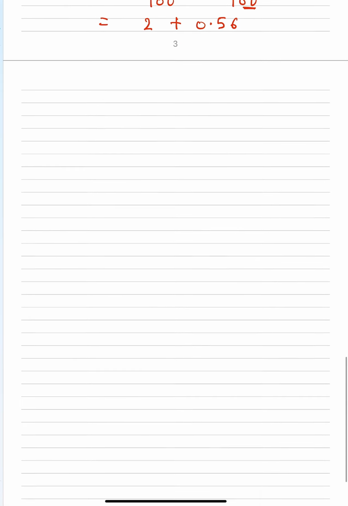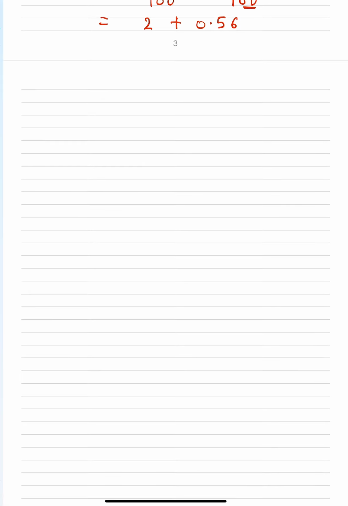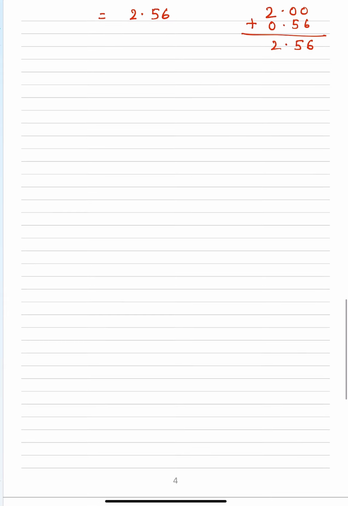Now how to add this? For 2, there are 2 digits after the decimal point, so after 2 put a decimal point, then 2 zeros: 2.00. Then let us add 0.56. This will be 6, 5, then a decimal point and 2. So this is 2.56. This way we get 2.56. It is very easy to understand.